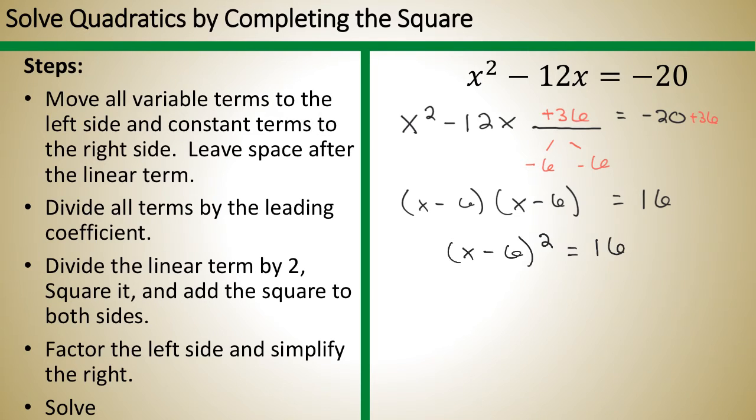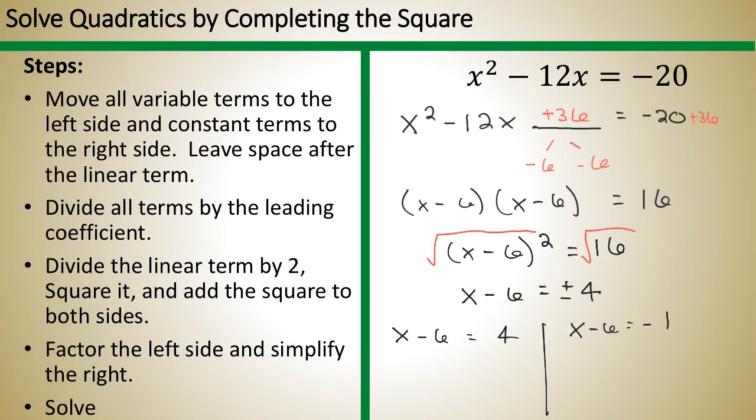So in order to solve this, I have to take the square root of both sides. So the square root of my left side is going to be x minus 6. The square root of 16, that's going to be plus or minus 4. So I either have x minus 6 is equal to 4, or x minus 6 is equal to negative 4. So I'm going to add 6 to both sides. I get x is equal to 10. That's one of my solutions here. And then x is equal to positive 2. That is the other solution. Okay, so that is solving by completing the square.